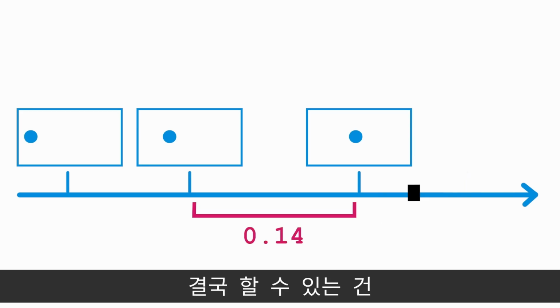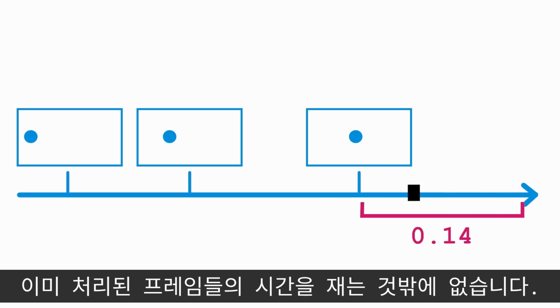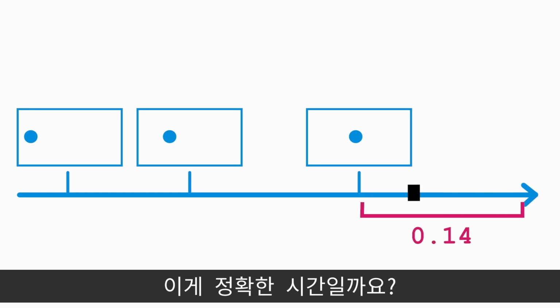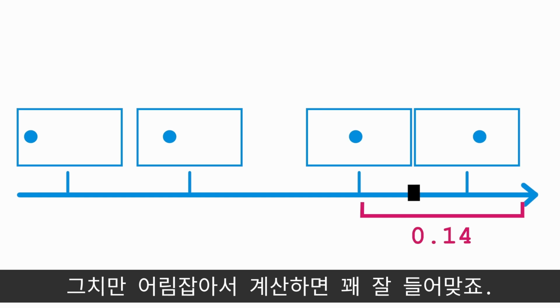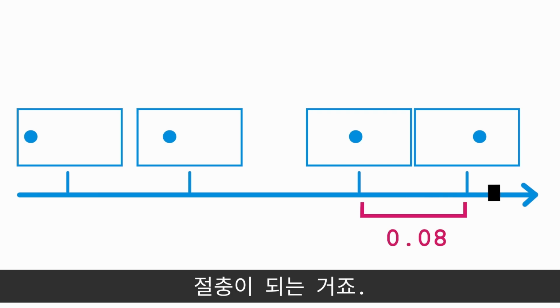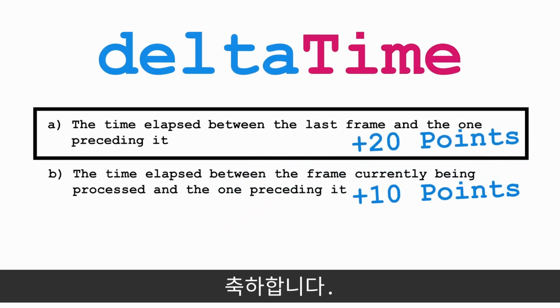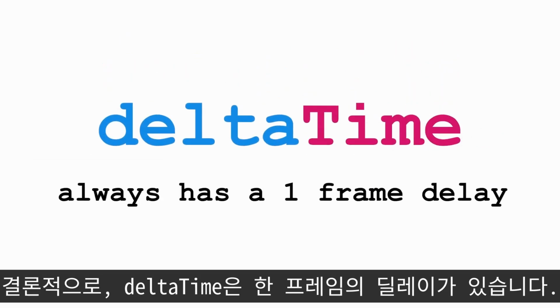So really the only thing we can do is use the delta time from the last 2 frames and use that for our calculation. Is this the exact number we're looking for? Well, definitely not, but it's usually a reasonable assumption that's at least roughly in the correct ballpark, and we're still going to use this interval as the delta time in the next frame, so it's going to even itself out in the long run. So if you picked A, then I'm actually slightly impressed and you get 20 points. Congratulations. What that means is delta time always has a 1 frame delay.